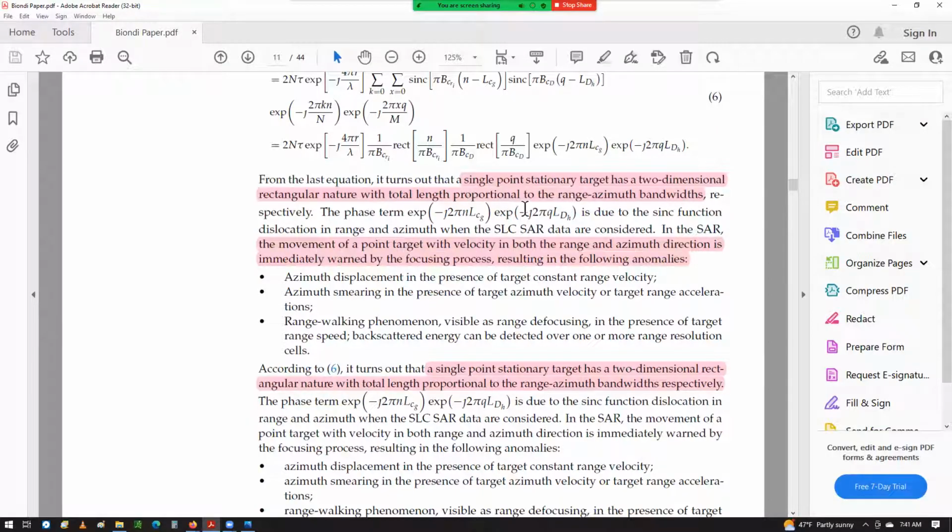So here is an important statement. It says it turns out, so a single point stationary target has a two-dimensional rectangular nature with total length proportional to range, azimuth, bandwidth. So the movement of a point target with velocity in both directions is immediately warned by the focusing process resulting.